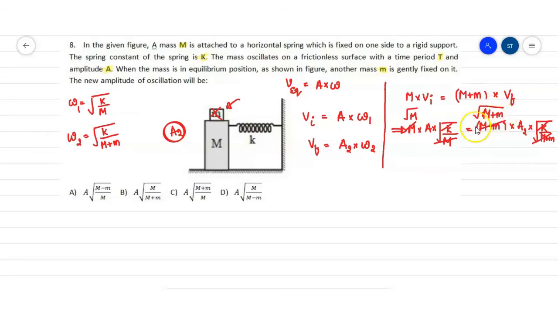So here we can bring this term to the left hand side. If I make a2 the subject, we can write a2 equals a into root of capital M by capital M plus small m. So if we cross check the options, option B will be the correct option for the given question. Thank you.